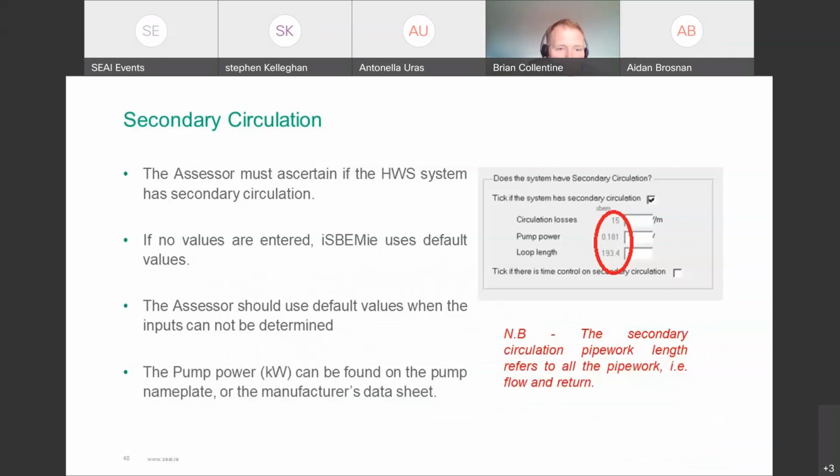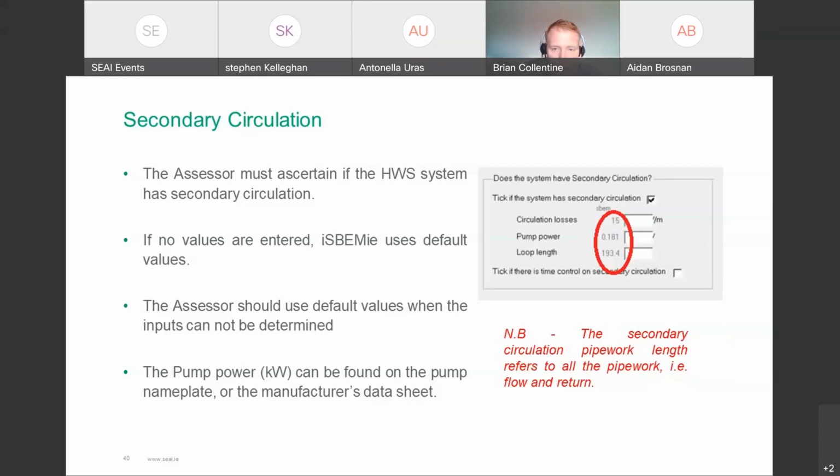So obviously the assessor must ascertain if the HW system has a secondary circulation. If it does, on the right hand side here, you can see we can enter it by just ticking the secondary circulation box. And we can leave the circulation losses, pump power and loop length blank if we don't know that information, and it'll assume defaults. And if you run the ISBEM model, it'll identify what those defaults are. If no values are entered, ISBEM uses defaults. The assessor should use defaults when the inputs cannot be determined for obvious reasons.